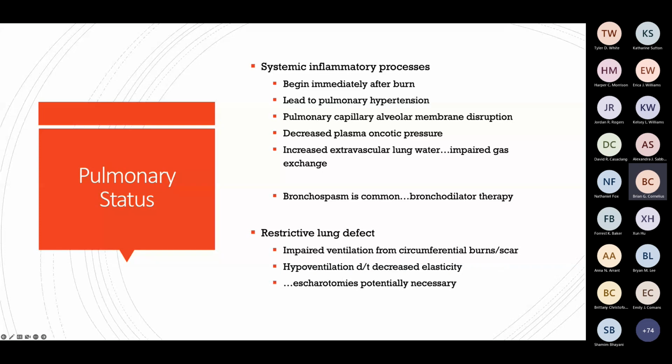So if you have a patient with circumferential or full thickness chest burns and you're having a hard time ventilating them, you're probably going to wind up having escharotomies done, which is pretty straightforward. It can be done at the bedside. It can be done in the operating room, but it will almost instantly fix your problem for you.